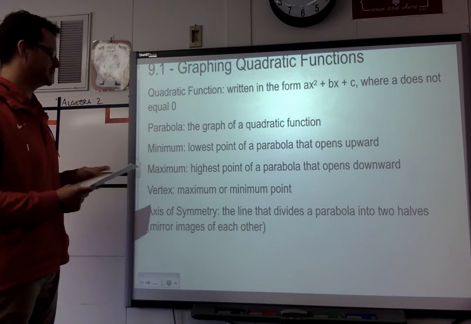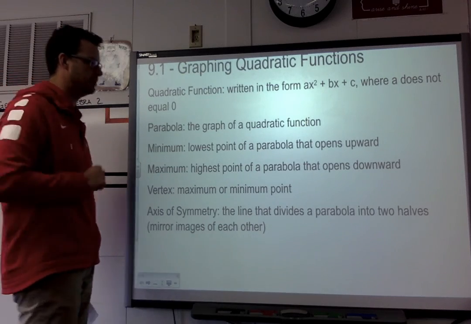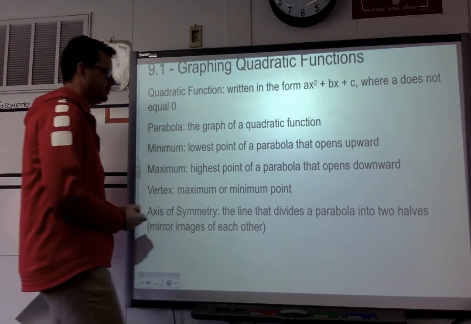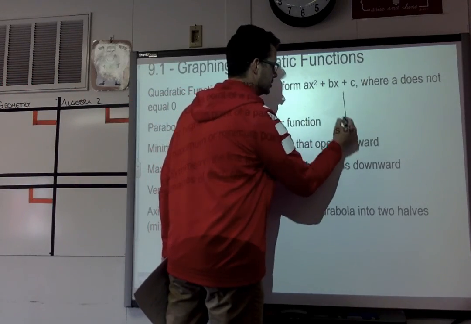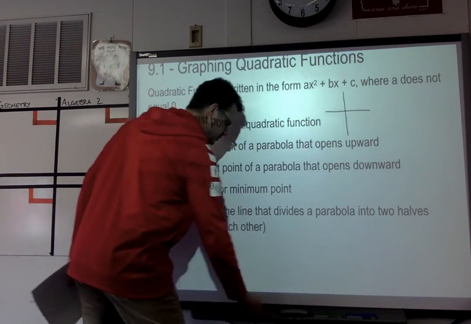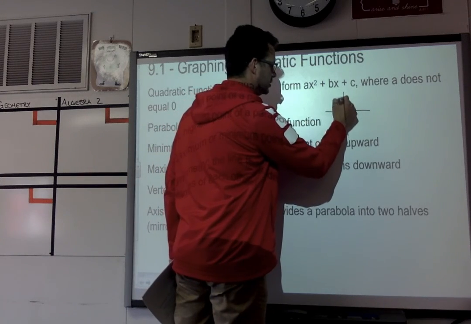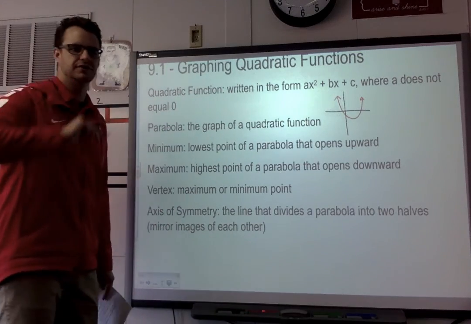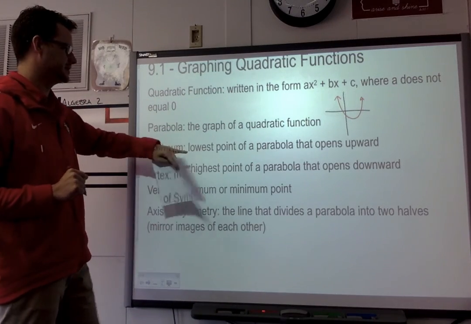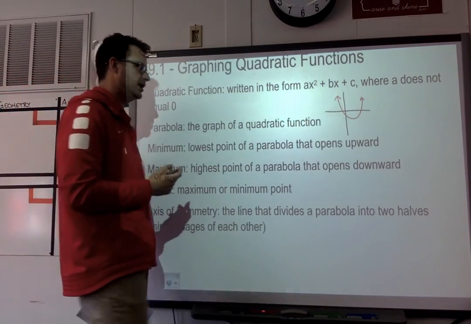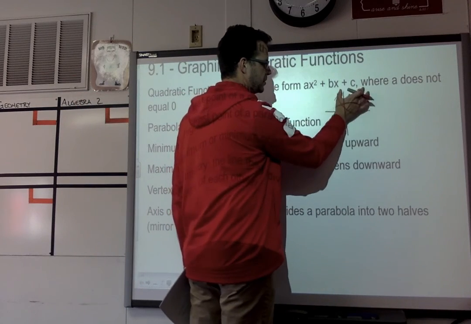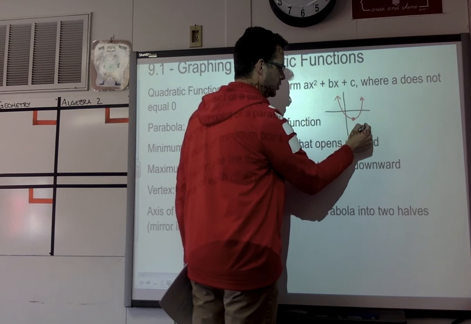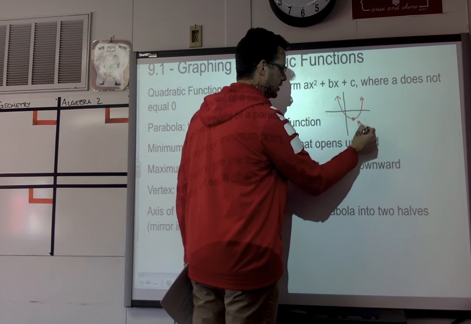A minimum is the lowest point of a parabola that opens upward. So if we had a parabola with a minimum, it would look something like this, where we've got this parabola graphed. Parabola is that curved line, and the minimum is the lowest point of a parabola that opens upward. So this parabola opens up. The minimum would be that lowest point on the parabola.